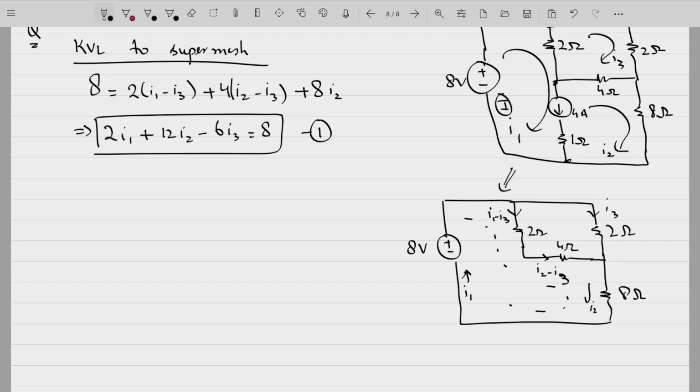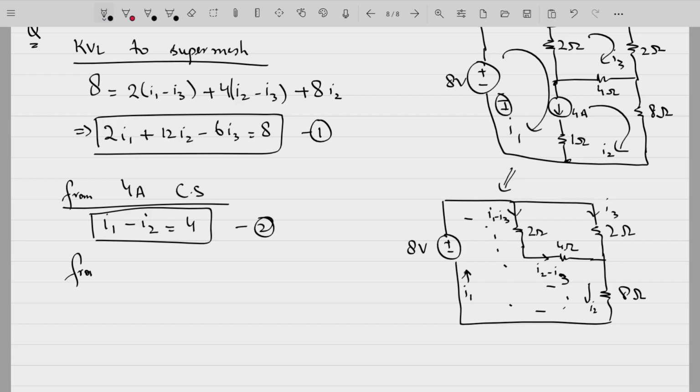Now from the 4 ampere current source, what we have is I1 minus I2 is the current flowing from that branch. So I1 is the current in the direction of the 4 ampere current source. So I1 minus I2 will be equal to 4. This is equation number 2.